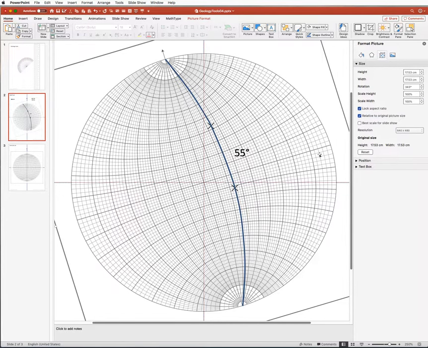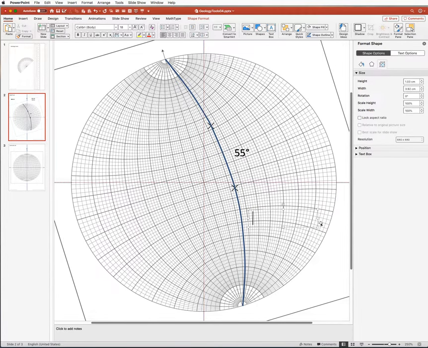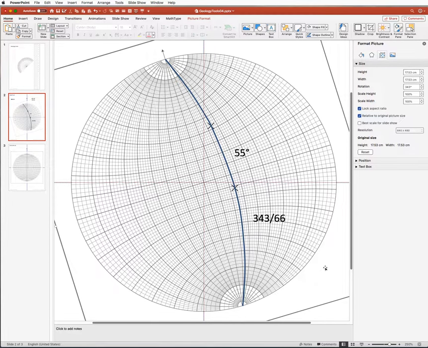And then to measure its dip, we have to find out how far it is in from the primitive, and that is 10 degrees, 20, 30, 40, 50, 60, 66 degrees in. So then we can write in the orientation of this plane. It has a strike of 343 degrees and a dip of 66. There you have the plane that's common to those two lines.